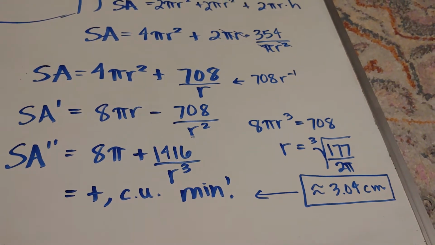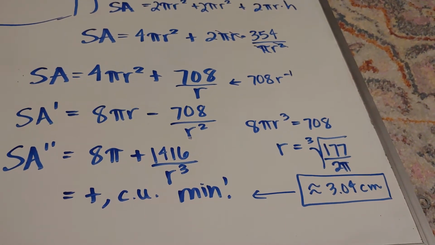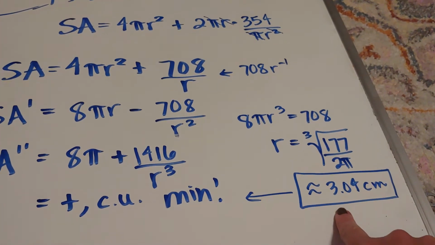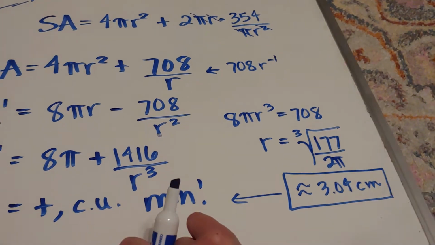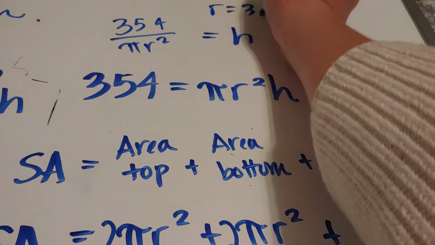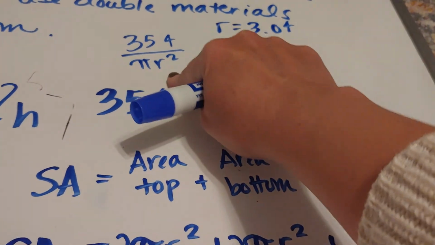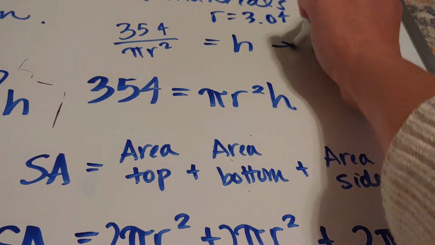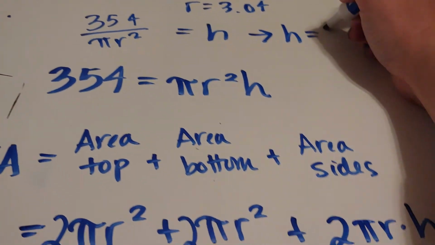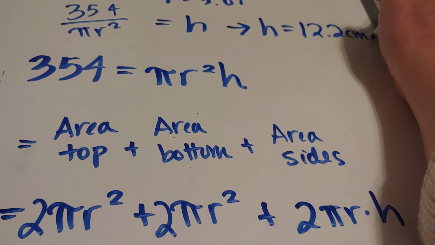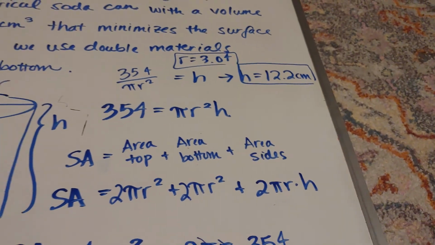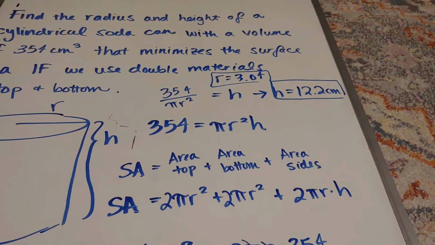Okay, so what are the dimensions of a can that minimizes the surface area if we use double materials? Well, r is 3.04. What the heck is h? So if r is 3.04, then if I plug that into this expression, what I'm going to get is that h is 12.2, which is a lot closer to the actual size of a soda can that is currently selling in the supermarket.